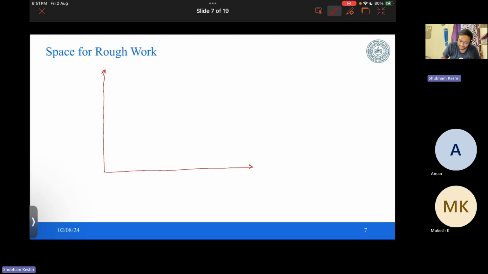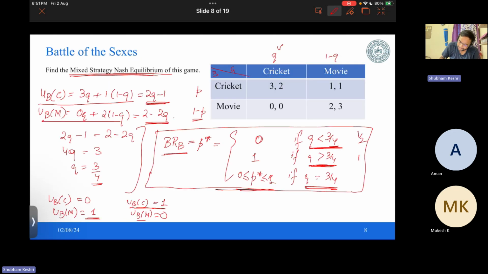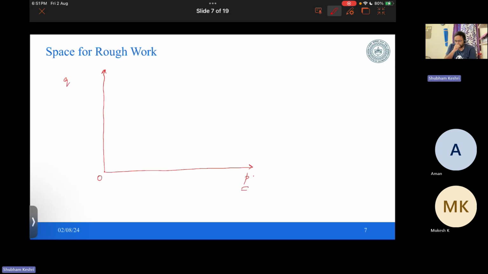So this was discussed in the lecture. I'm not doing something special, I'm just reiterating it. We are talking about the strategy of the boy, so we are actually worried about P. Now you see when Q is, I'll just mark 1 by 4, 3 by 4, and 1. Similarly, 1 by 4, 3 by 4, and 1.